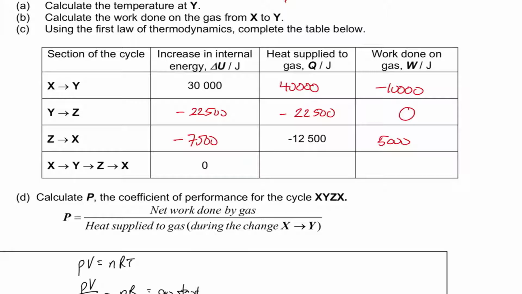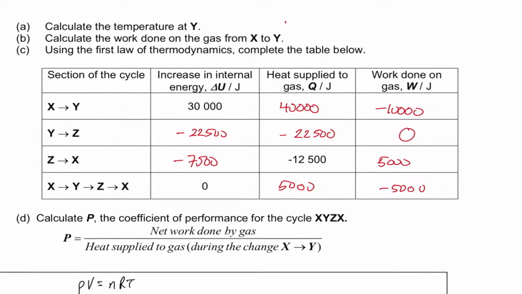So again, just sum up the whole column. So for Q, 40,000 minus 22,500 minus 12,500, that will give you, how much is this? 35,000. So this is 5,000. Is it 5,000? Yeah, just sum these three terms. So you're left with 5,000 for here. So this is 5,000. Okay, this one is negative 10 plus 5. So you have negative 5,000 joules. So you just check the last column. Q plus W, 5,000 and negative 5,000 should give you 0.